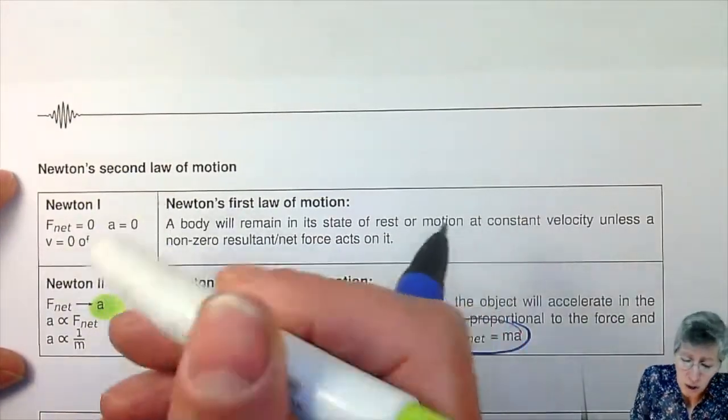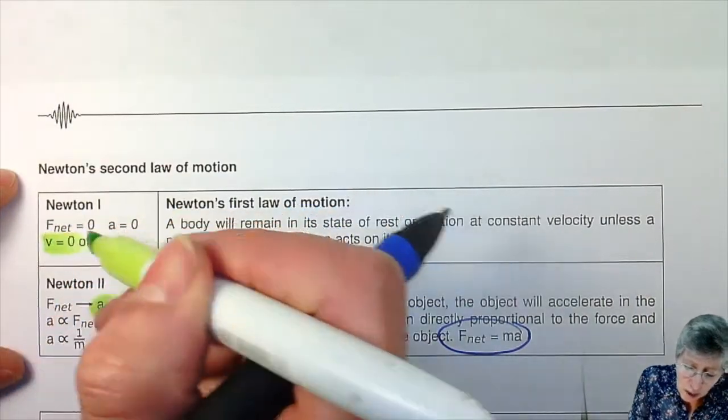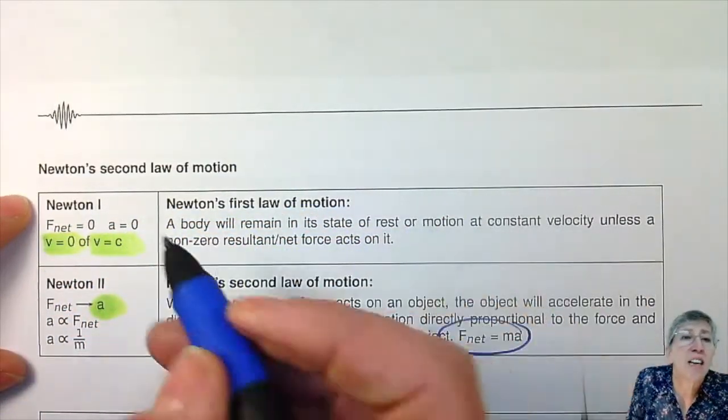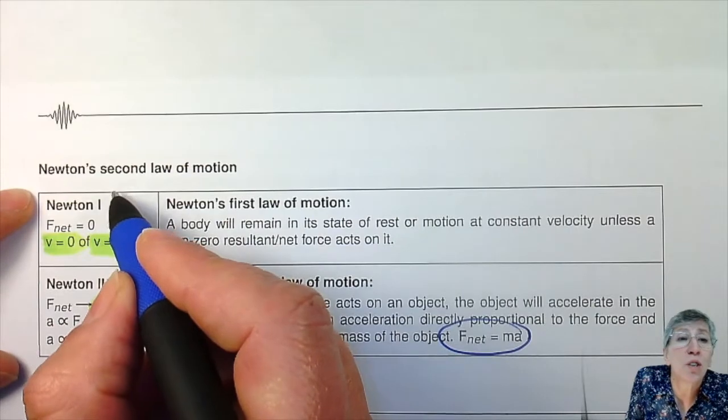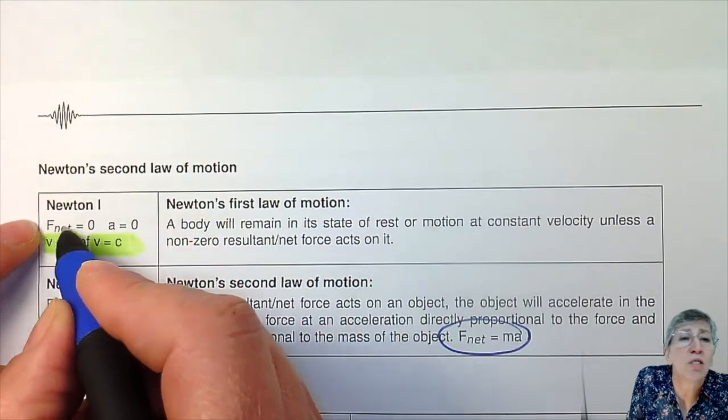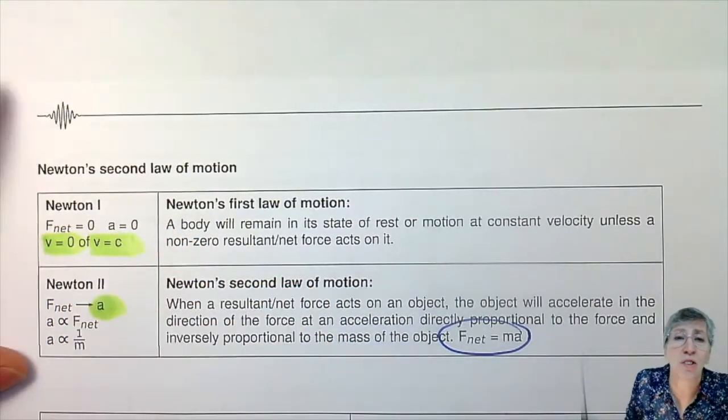But if you are at rest, or at a constant velocity, then you must know that you are working with Newton's first law, and the way to start is to say F net is equal to 0. Now let's look at two applications of that.